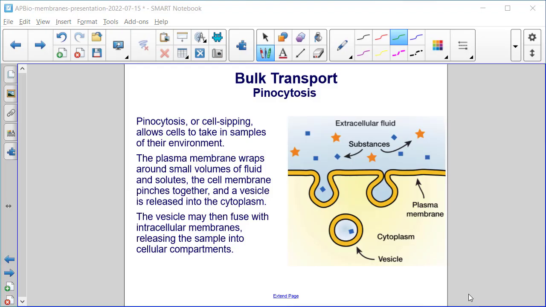Let's take a closer look at pinocytosis. Pinocytosis, or cell sipping, allows cells to take in samples of their environment. The plasma membrane wraps around small volumes of fluid and solutes. The cell membrane pinches together and a vesicle is released into the cytoplasm. So we can see that here, this sort of sipping of this sample of fluid that then pinches off from the cell membrane and creates this vesicle in the cytoplasm. The vesicle may then fuse with intracellular membranes, releasing the sample into cellular compartments.